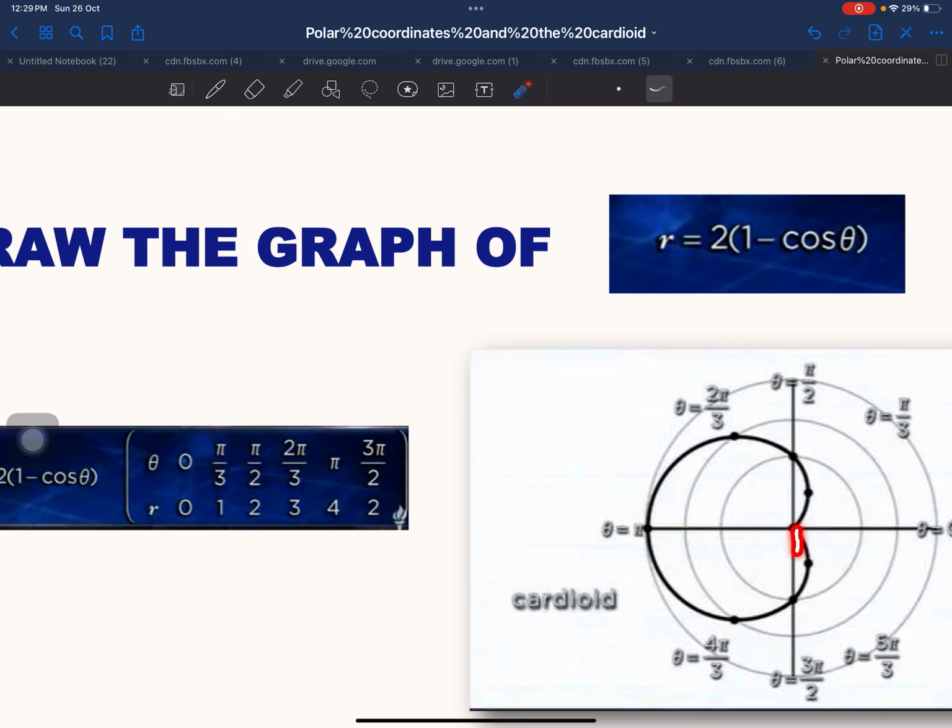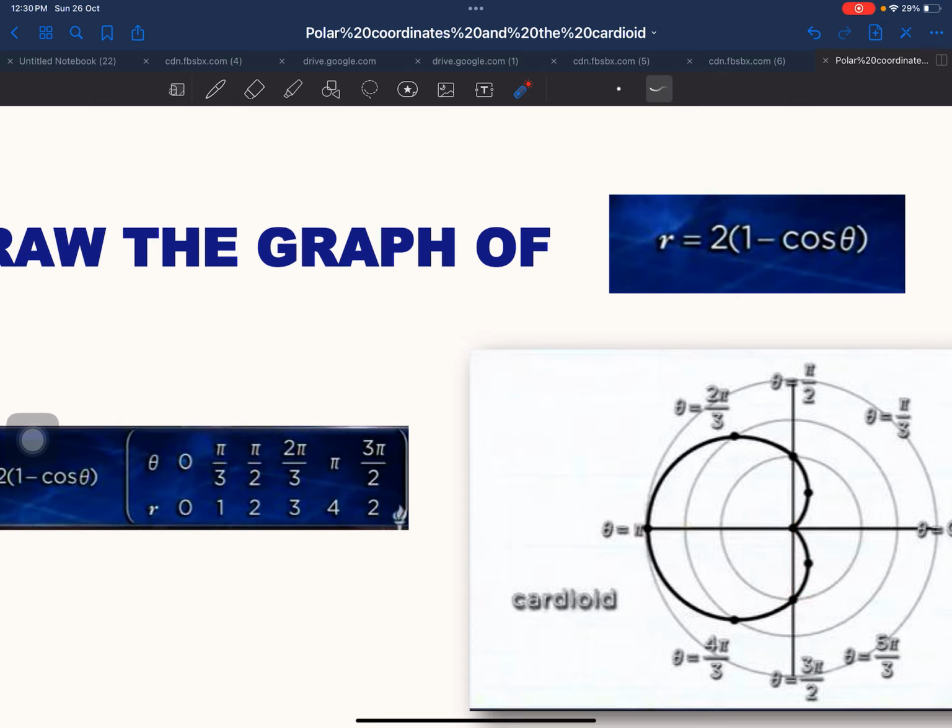Here, 3 pi over 2. 3 pi over 2 is 270. That's exactly along the negative y-axis. And 2 units, 1, 2. So it's here, this point. Okay? So this is the point.